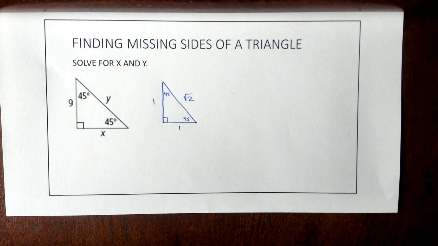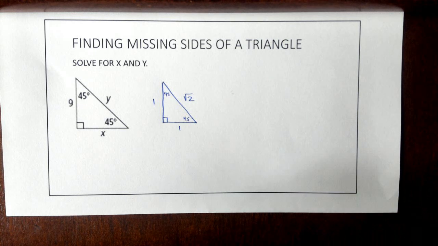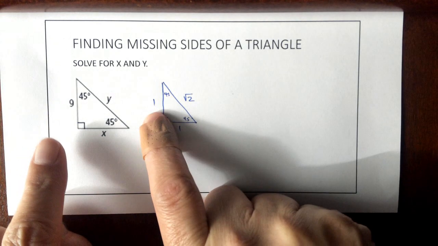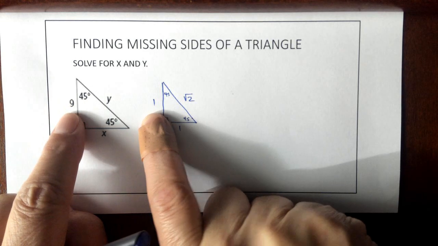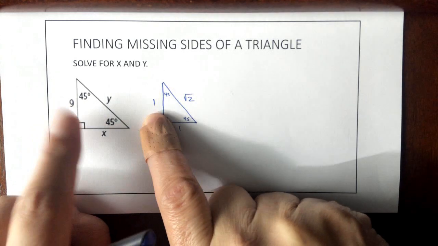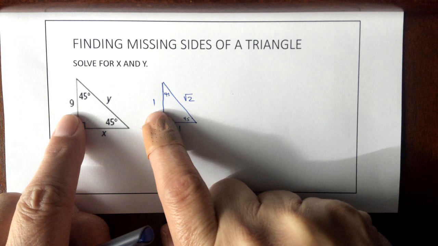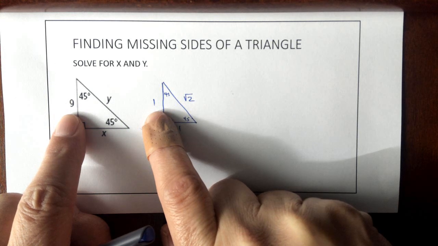Some of you will be able to see the short way and not have to show any work at all. So here's the short way. Compare your reference triangle to the one you're trying to solve. It appears that this one is 9 times bigger than this one, which means every side is 9 times bigger.